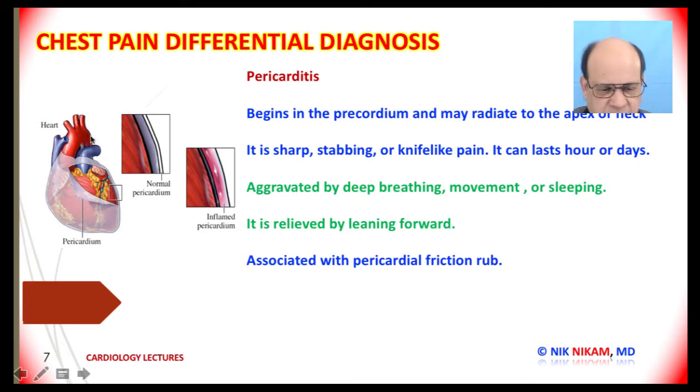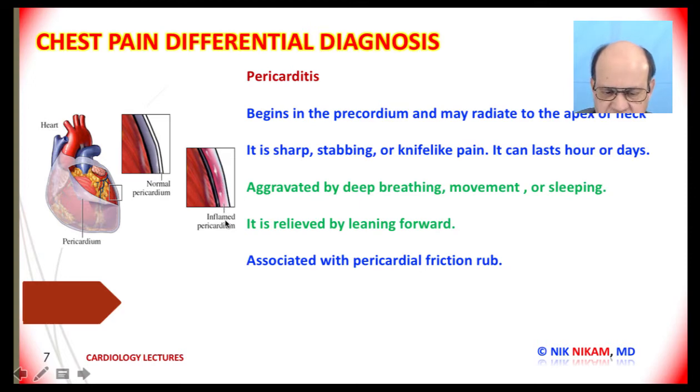Pericarditis. Let's talk about the pericardium. The pericardium is a real thin sheet which covers the heart. We have the visceral pericardium, which is plastered to the entire heart. Then we have the parietal pericardium, which is on top of that. And in between these two, there's a thin layer of fluid, no more than 30 to 50 ml.